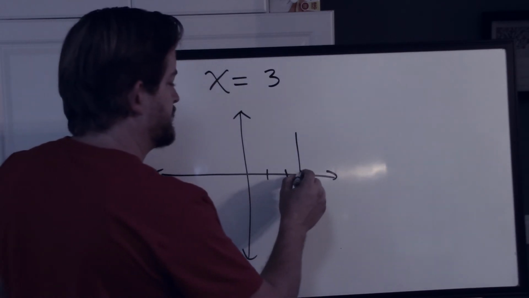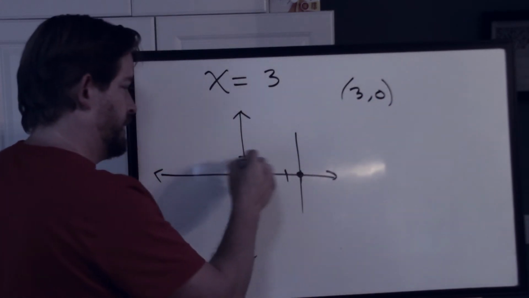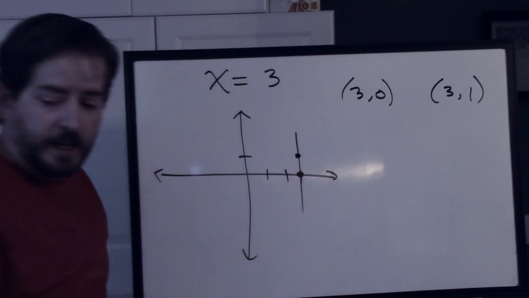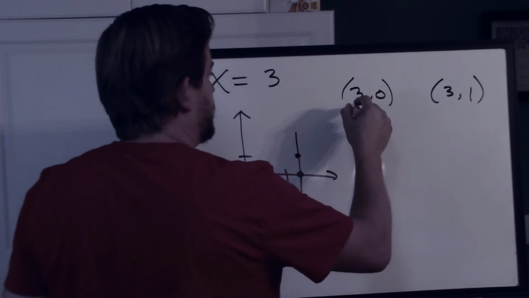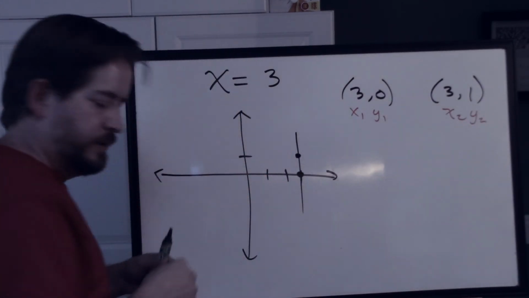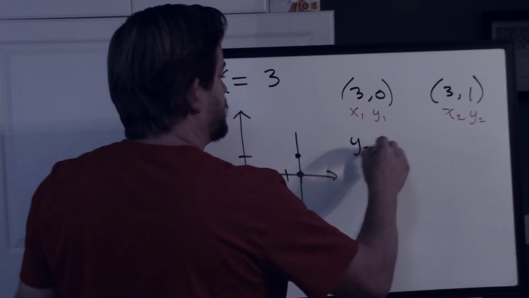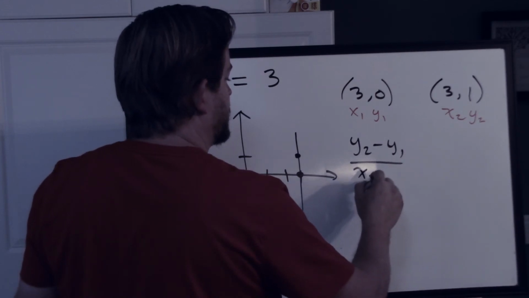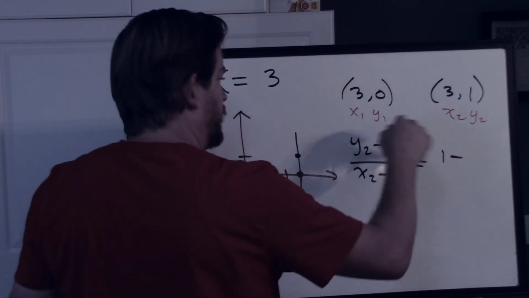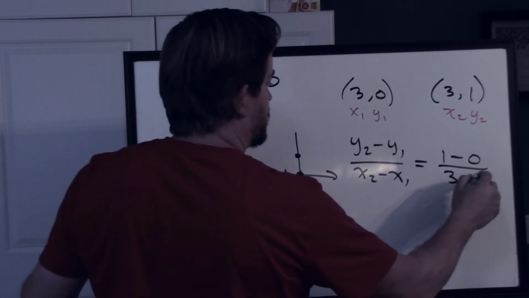I have some points here. I can say there's a point there at (3, 0). And I can just go up 1 and find a point at (3, 1). Once again, I'm going to call one of these x1, y1, x2, y2, and plug it into the slope formula. I'm going to put y2 minus y1 over x2 minus x1. y2 is 1, y1 is 0. x2 is 3, and x1 is also 3.